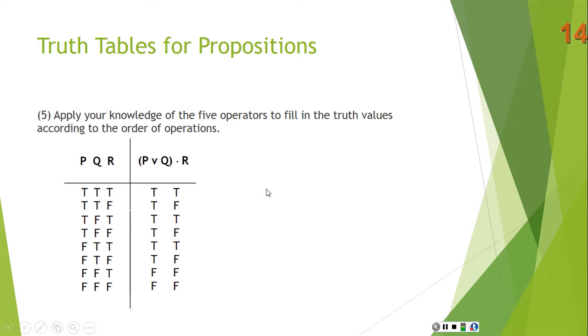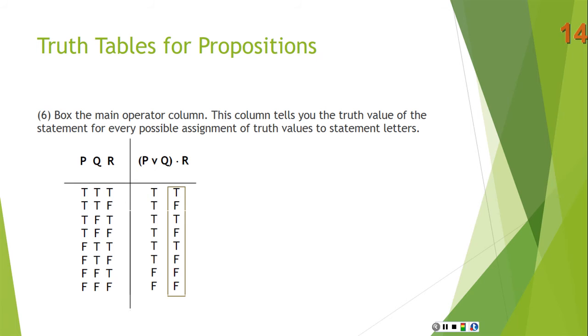Okay, so we're almost done filling out the truth table for this proposition. We just need to box the main operator column. This column tells you the truth value of the statement for every possible assignment of truth values to statement letters. So when you have P is true, Q is true, R is true, the whole statement comes out true, this whole statement.